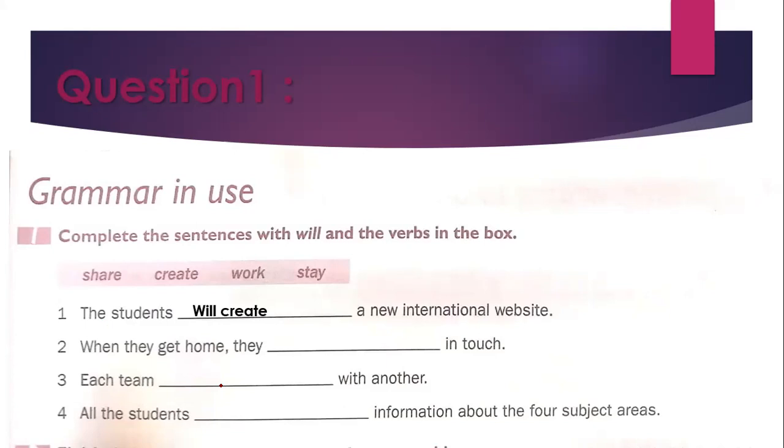Number 2, when they get home, they in touch. They will stay or will keep in touch. Each team with another. Each team will work with another. All students, information about the 4 subject areas. All the students will share information about the 4 subject areas. Any question? Again, we use will when we're going to talk about future actions.